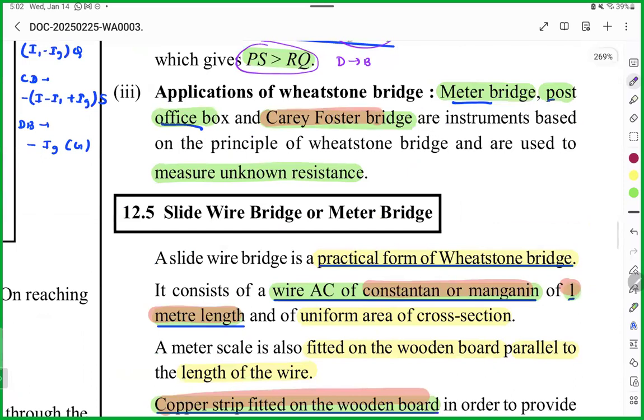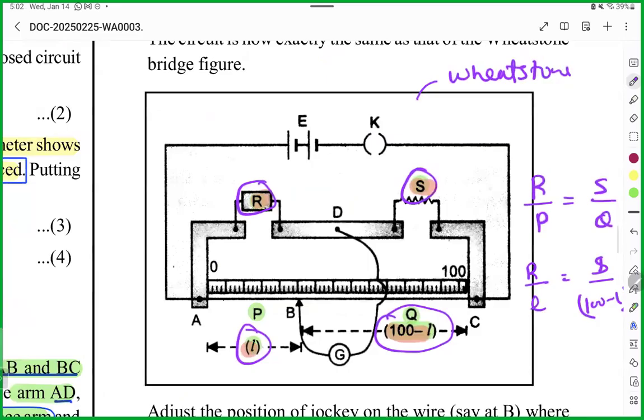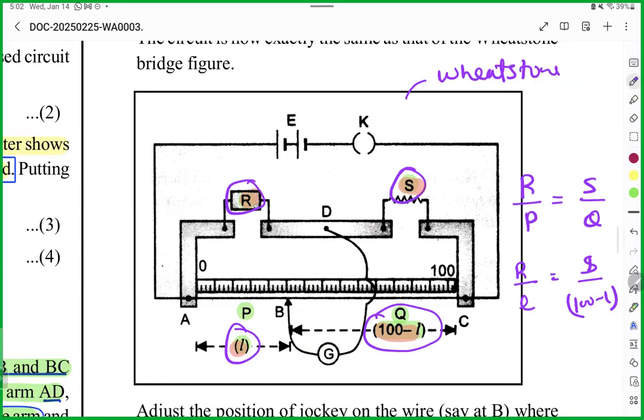Applications are the meter bridge that you have in the syllabus, post office box, and Carey Foster bridge, where you want to measure an unknown resistance. For example, in the meter bridge, you want to calculate an unknown resistance value. So you can calculate it by using the Wheatstone bridge. And this is the next step.